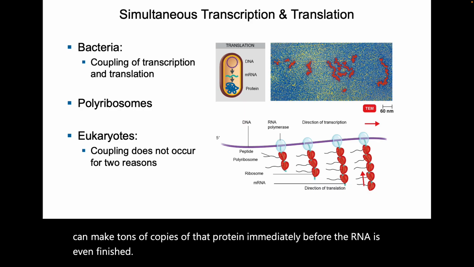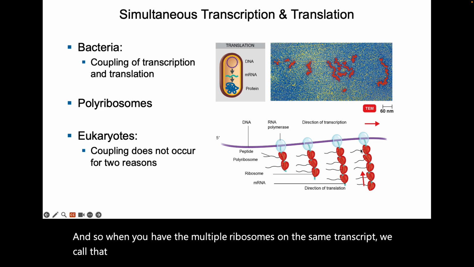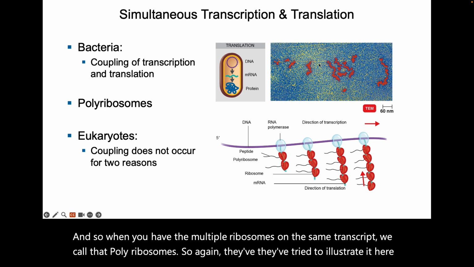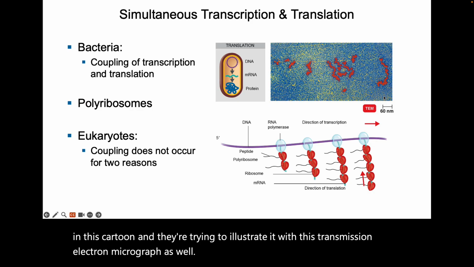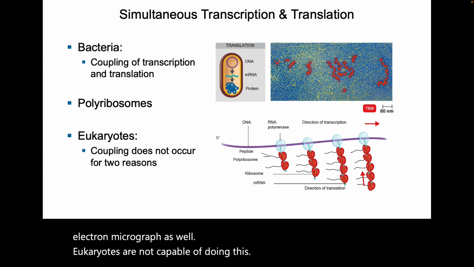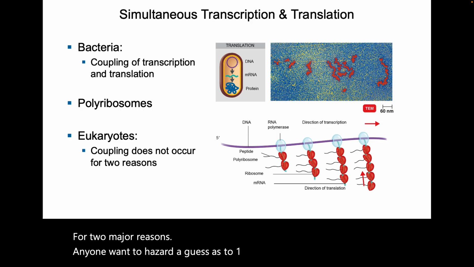And so when you have multiple ribosomes on the same transcript, we call that polyribosomes. So again, they've tried to illustrate it here in this cartoon, and they're trying to illustrate it with this transmission electron micrograph as well. Eukaryotes are not capable of doing this for two major reasons. Anyone want to hazard a guess as to one or both of those reasons?